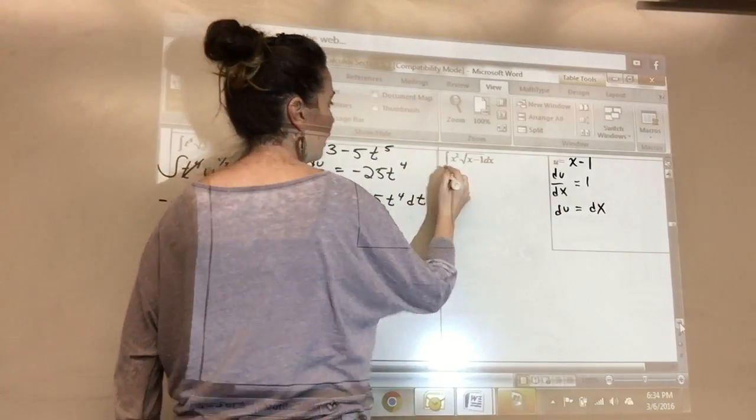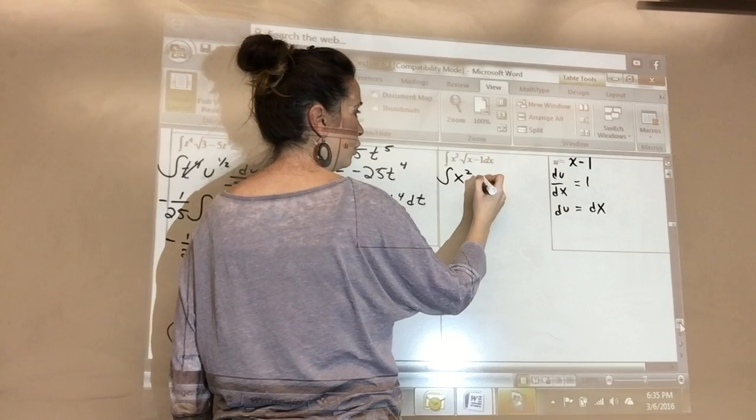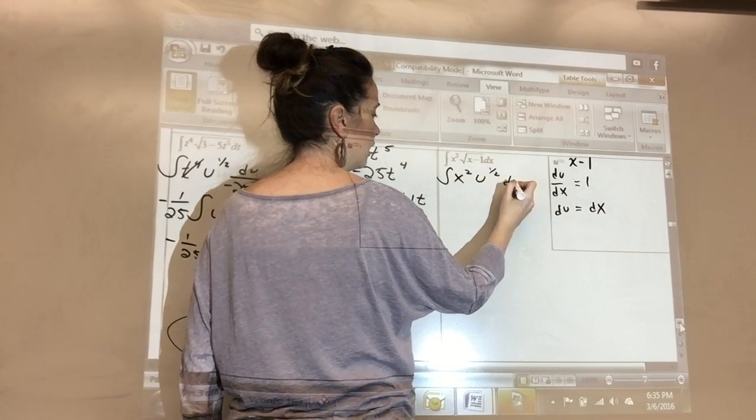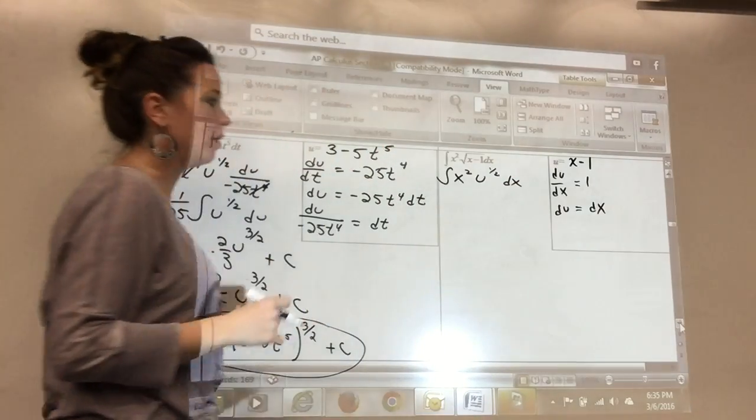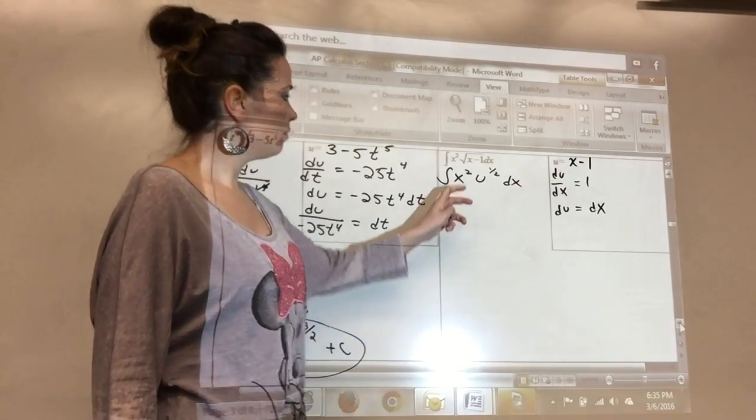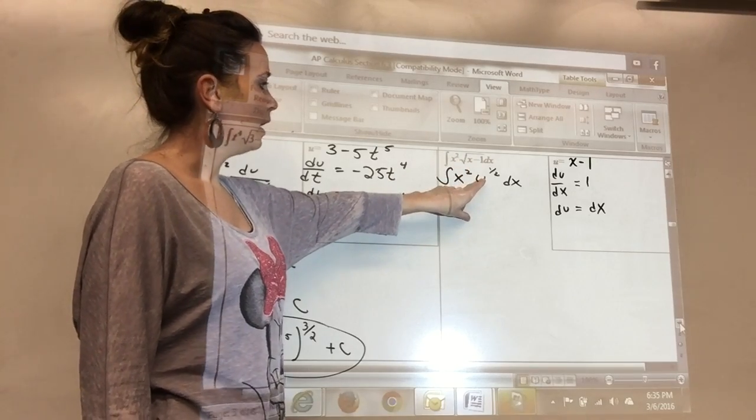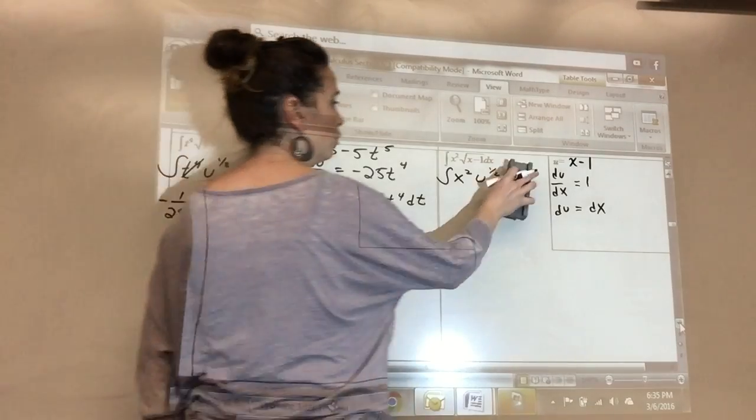And then we're going to come over here, and we're going to write x squared. And then we'll have u to the 1/2 power d, I guess I'll put dx for now. Okay, so let's see if I like that. So I have my x squared. I have my u. Now, du and dx are the same, so actually, if you want, let's go to du right away.